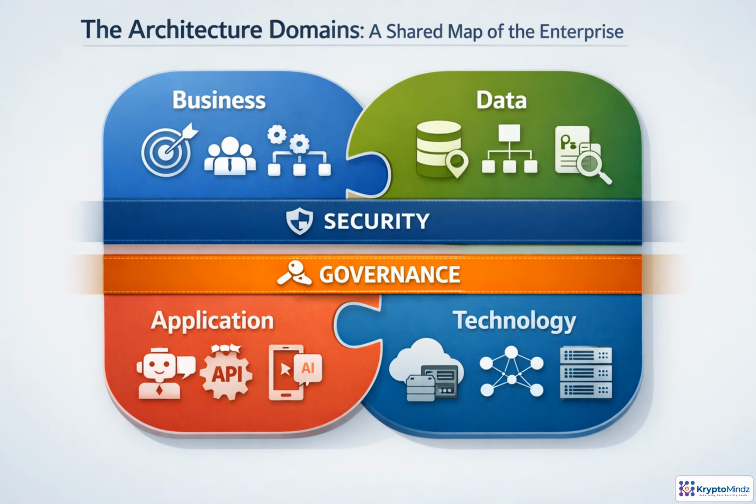TOGAF gives us a shared map by separating architecture into 4 domains while keeping them connected. Business architecture describes what the enterprise is trying to achieve: capabilities, value streams, roles, and policies. Data architecture defines the information those capabilities depend on, including ownership, quality, flows, and governance. Application architecture covers the systems, services, APIs, and AI-enabled experiences that use that data. Technology architecture provides the cloud platforms, identity, networks, compute, storage, and monitoring underneath. The key point is dependency. A change in one domain affects the others, so security and governance must cut across everything.